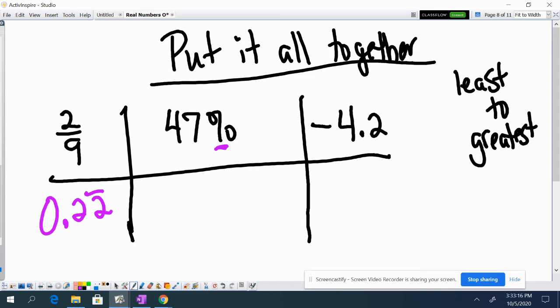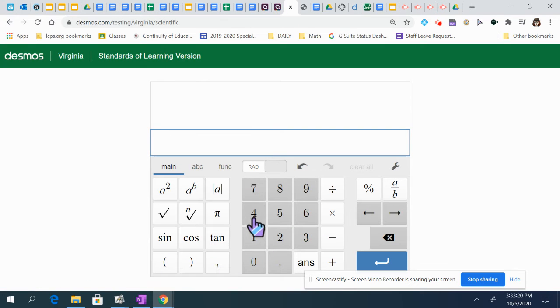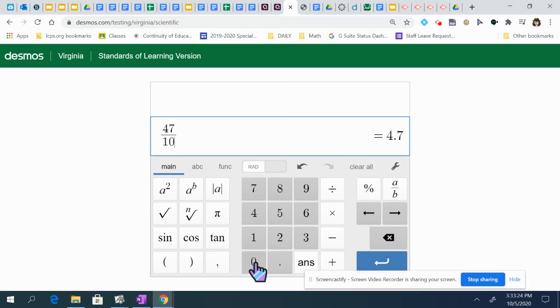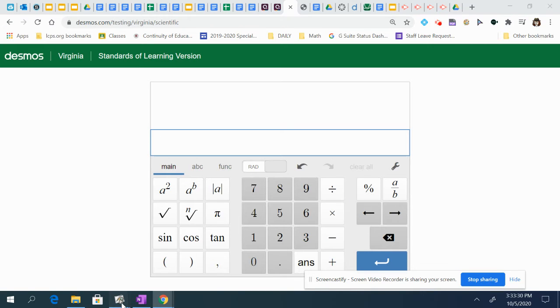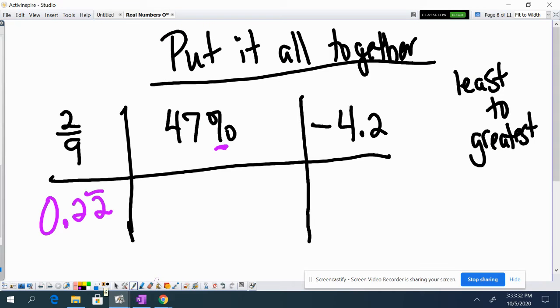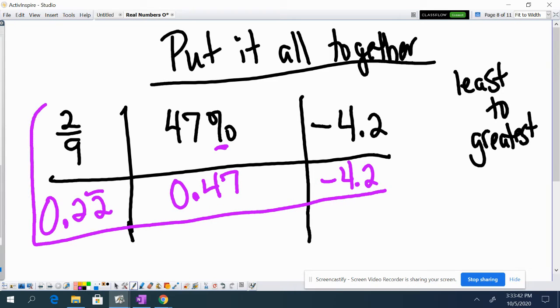This percentage means I divide by 100. I'm going to go back to my Desmos. I put in the number without the percent sign, and I divide by 100. So that's 0.47. So I'm going to put that under the percentage. This is not a fraction or a percent, so I can just leave it. I don't have to convert it.